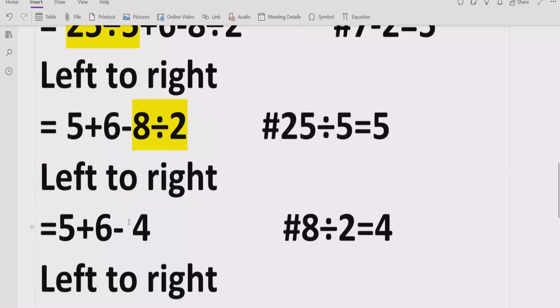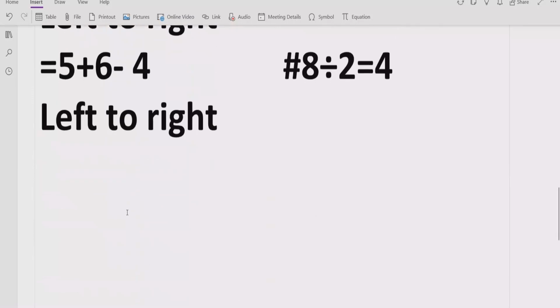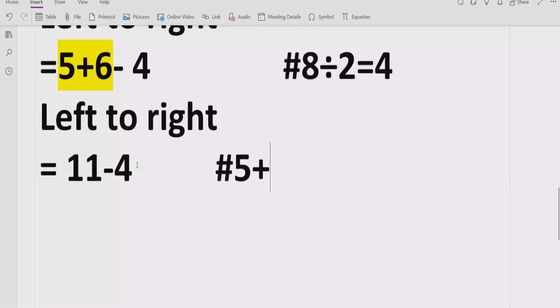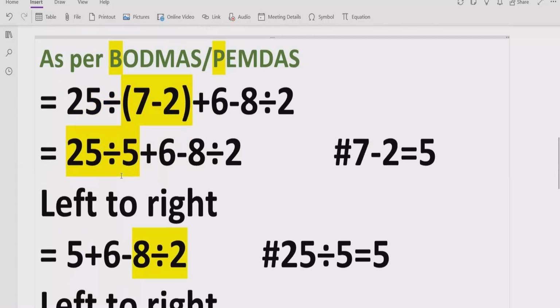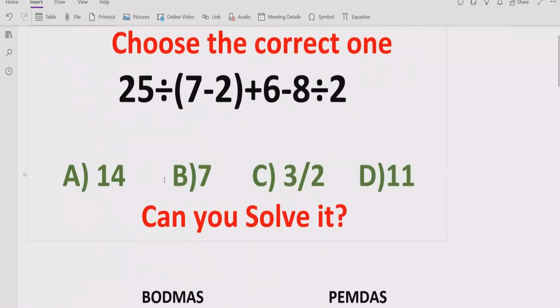Now move forward to solve left to right again. Now we do not have any multiplication and division, so we will see addition and subtraction. First we have to add this part, which equals 11. And minus 4, we will write as it is. And here we will give the reference: 5 plus 6 equals 11. And in the end, we have the answer 7. 11 minus 4 is 7. So the answer of the given expression is 7. If you see the answer list, answer B is the correct answer.